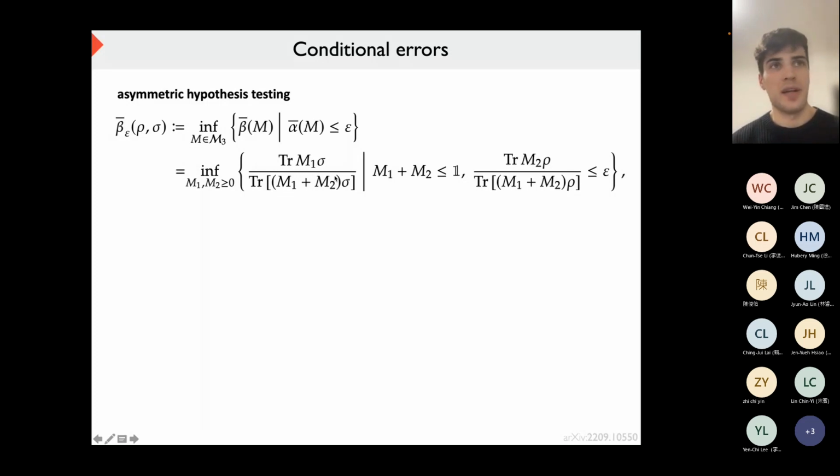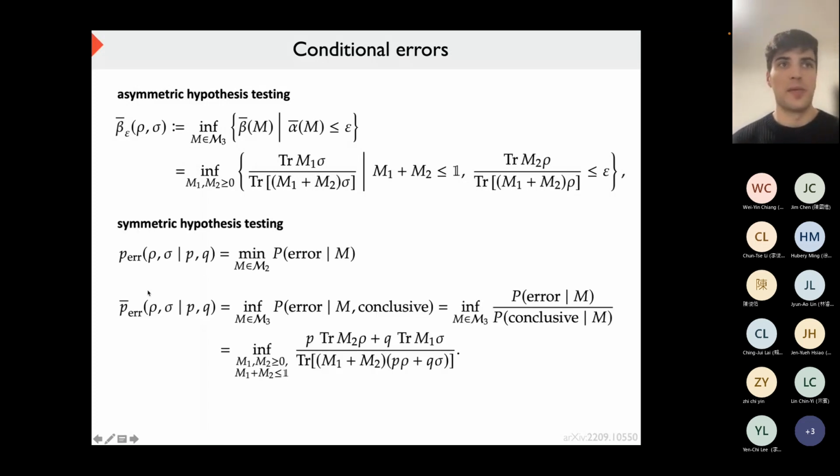Yeah, so in the symmetric setting, the original definition of the probability of error was essentially the minimal probability of error given m. That's just the basic definition, because it was the average, and the average probability of error is precisely this. So we do the same thing essentially. We define this conditional probability of error as the probability of error, but conditioned on the conclusive measurement outcome. So this is just the ratio of the probability of error versus the probability of conclusive outcome, and we get this quantity.